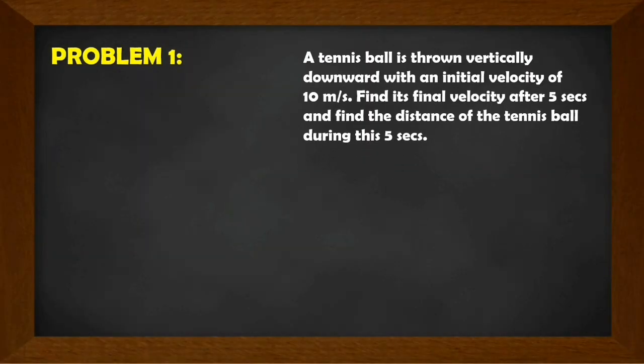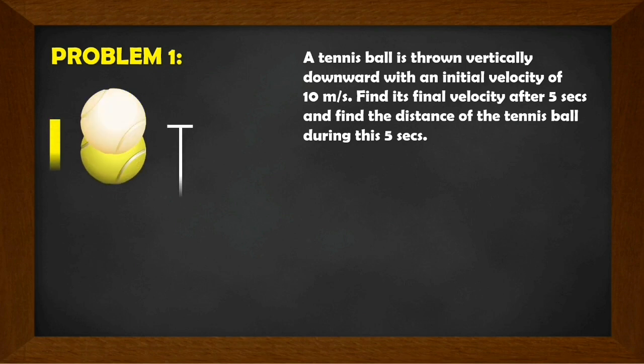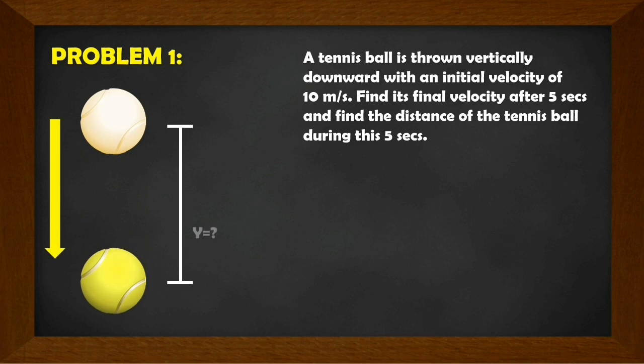For the first problem, a tennis ball is thrown vertically downward with an initial velocity of 10 meters per second. Find its final velocity after 5 seconds and find the distance of the tennis ball during the 5 seconds.